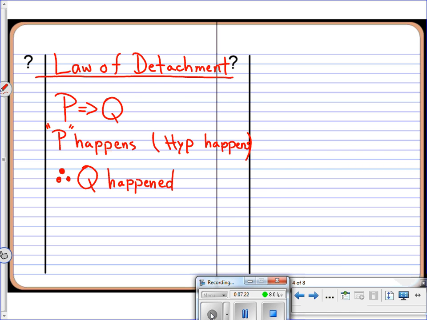So what I want you to do is write a conditional statement you know is true, and then say that the first thing happens. So you're going to write an if-then statement that's absolutely true, something about your life, whatever. Then I'm going to have you say, hey, blah, blah, blah, happened, right underneath it. Then I want you to draw the little cannonball things and write what the conclusion is. And it should match exactly what the conclusion is in your original conditional statement.